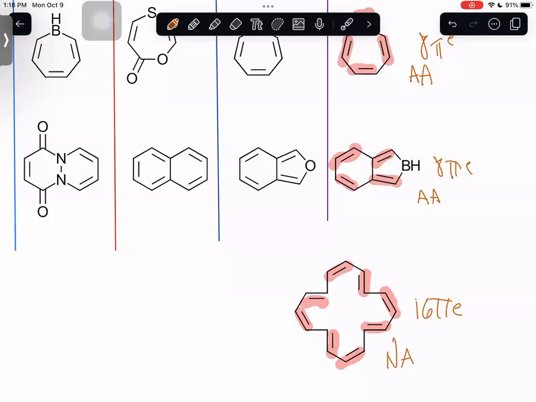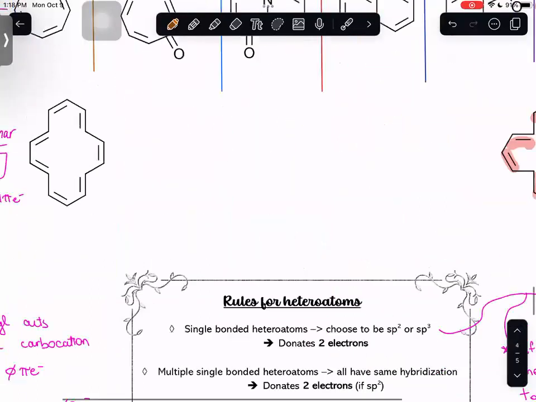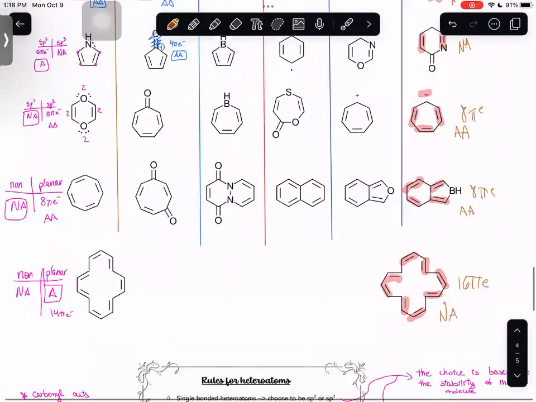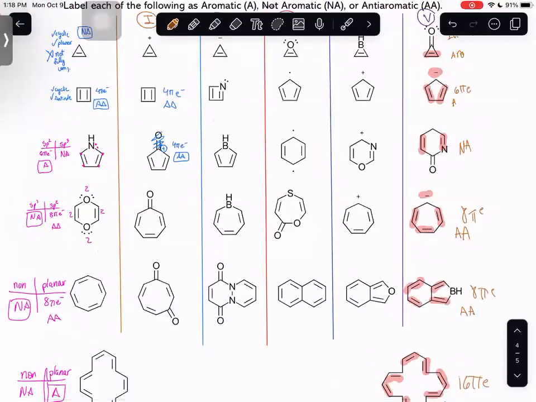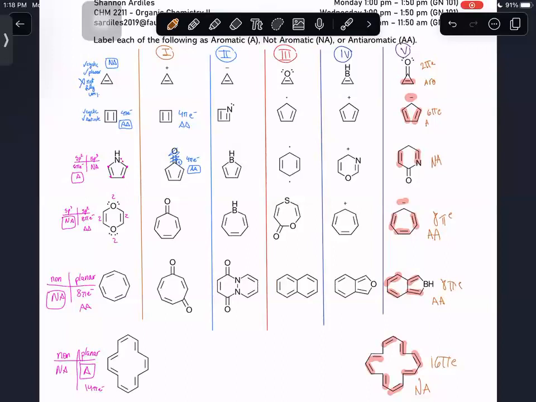Example of the boron one, how is it anti-aromatic instead of not aromatic? Because that carbon is stuck in that configuration. It's not like one of those heteroatoms where it could withdraw. Remember the rules. Carbocations, carbanions, radicals are all gonna be sp2. Okay, so it's gonna be planar. Do we get it? We got it.